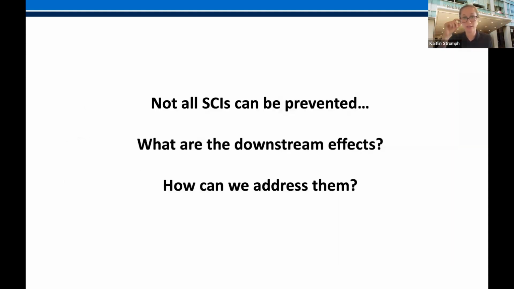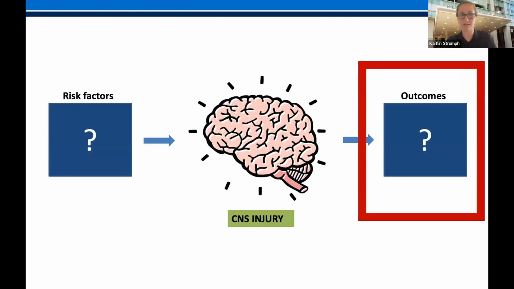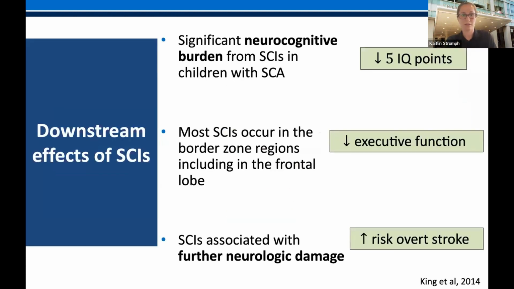So moving on, not all silent infarcts can be prevented. Now we're going to talk about what the downstream effects are and how we can address them. I first talked a little bit about the risk factors, but we're going to move on to the outcomes of CNS injury now. So what are some of the downstream effects of silent infarct?